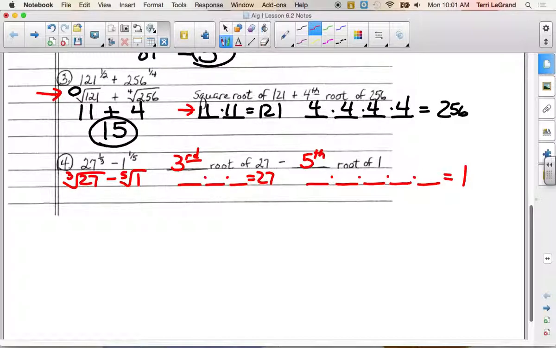So what is the third root of 27? 3. 3 times 3 is 9, 9 times 3 is 27. So this is 3. Fifth root of 1. 1. 1 is the only number where you keep multiplying it by itself, and I don't know how many times you do it, what are you always going to get? 1. So any root of 1 is 1. That's pretty handy, isn't it? Okay, 3 take away 1 is 2. Our final answer is 2 for this one.